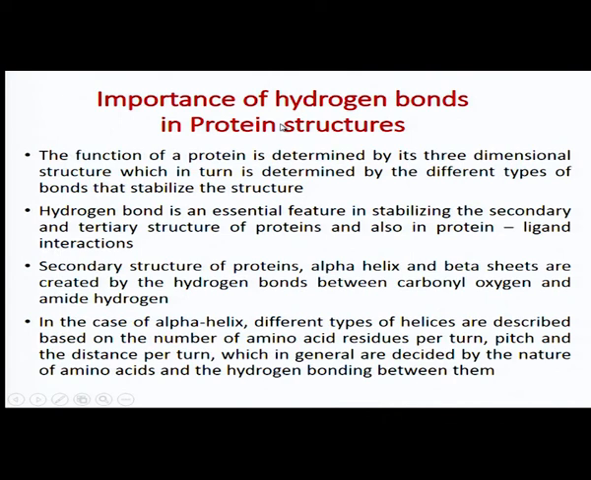Let us see what is the importance of the hydrogen bonds in protein structures. The function of a protein is determined by its three-dimensional structure. So, in order to know the function, using X-ray crystallography we determine the structure of the protein using single crystal X-ray diffraction. Once you know the structure, we in turn determine the different types of bonds that stabilize the structure, and hydrogen bond is one of them. So, this is an essential feature in stabilizing the secondary and tertiary structure of proteins, and also in protein ligand interaction. Again, in depth we will be seeing it later.